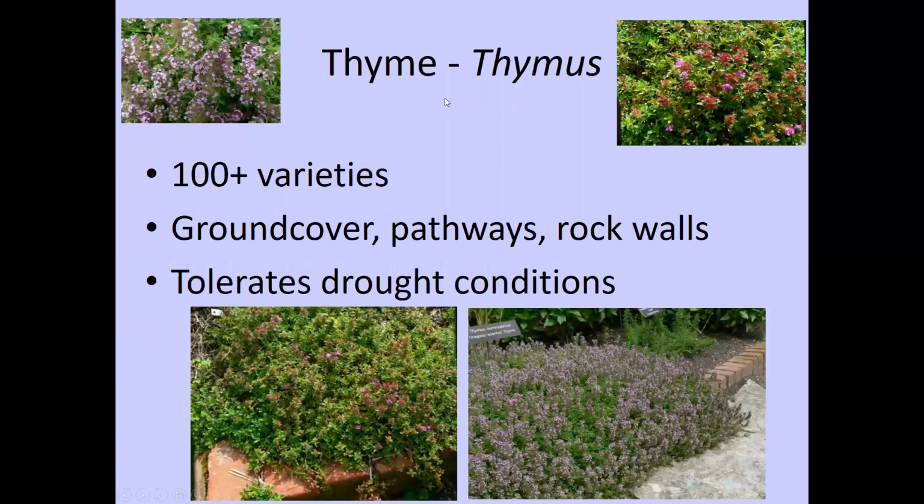Then we get into the thyme. There's more than 100 different varieties in this genus. So a lot of people actually use thyme as a ground cover. It can get pretty aggressive. Again, because it's a perennial, if it's happy, it will come back season after season after season.